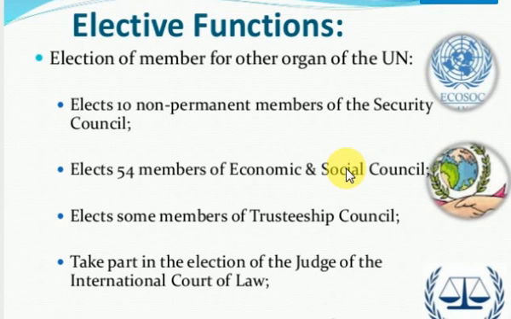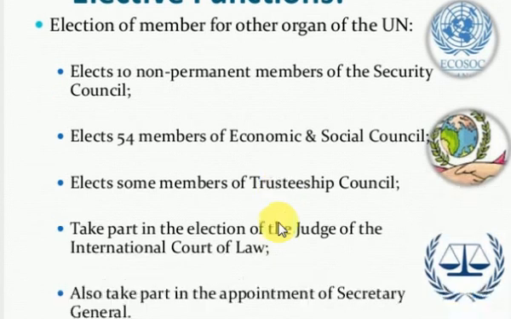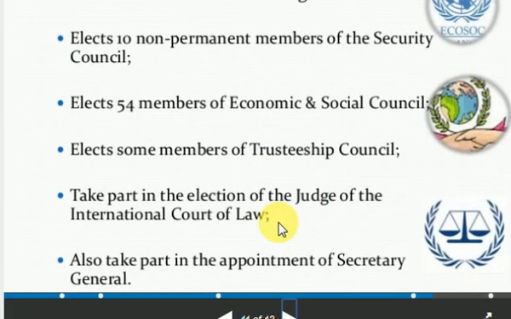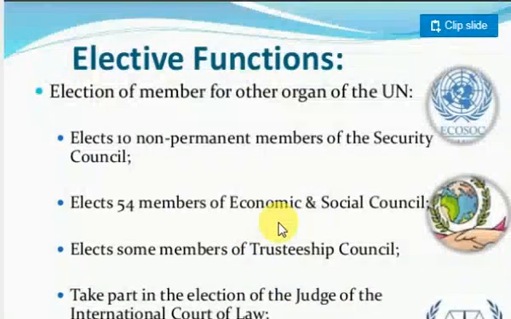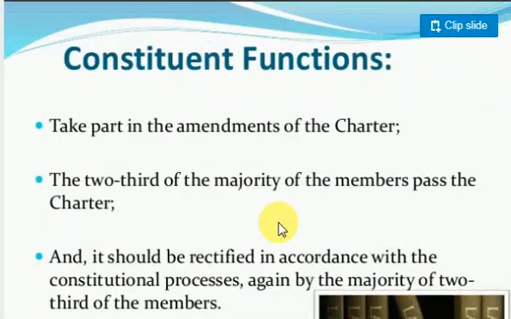members of the Trusteeship Council. We have read all these organizations on pages 101 and 102, their functions also. It takes part in the election of the judges of the International Court of Justice. So the General Assembly selects members of the Security Council, the Economic and Social Council, and the International Court of Justice. Okay. It also takes part in the appointment of the Secretary General for the Secretariat. Very important task for the United Nations.